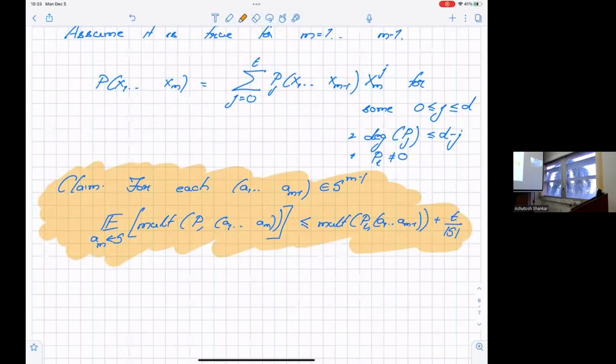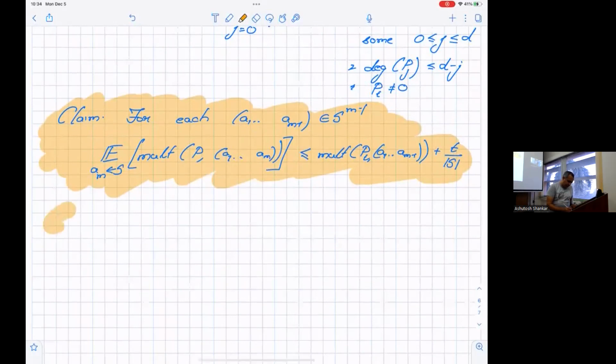The claim is about the multiplicity at this point. It could be because (a_1, ..., a_{m-1}) was already a high order multiplicity point. You could get it from that, or if that was not the case, the rest comes from the expectation over a_m. Oh, no, we were fixed. For every (a_1, ..., a_{m-1}), I'm fixing that point, and asking the multiplicity for a fixed choice of the last coordinate.